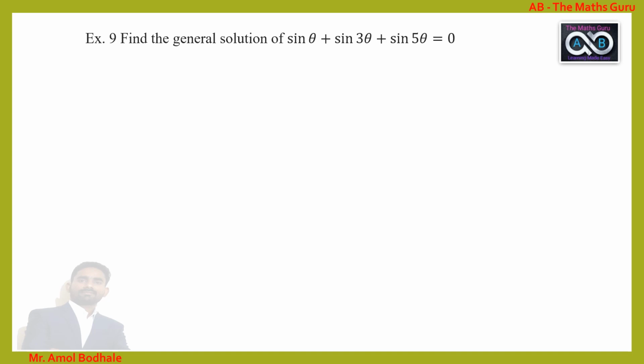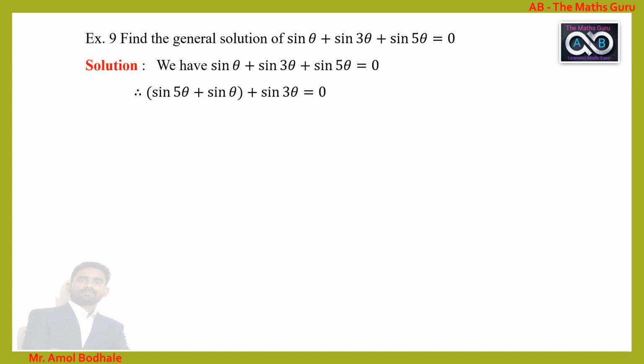Let's see the next example. Find the general solution of sine theta plus sine 3 theta plus sine 5 theta equal to 0. Here 3 terms are given and all are sine. So here we must think about taking 2 terms such that the sum and difference divided by 2 give the other one. If we arrange sine theta and sine 5 theta in one bracket, the addition of both angles, that is 5 theta plus theta, that is 6 theta, divided by 2, is exactly 3 theta. We are getting this angle. That's why we are arranging these 2 terms.